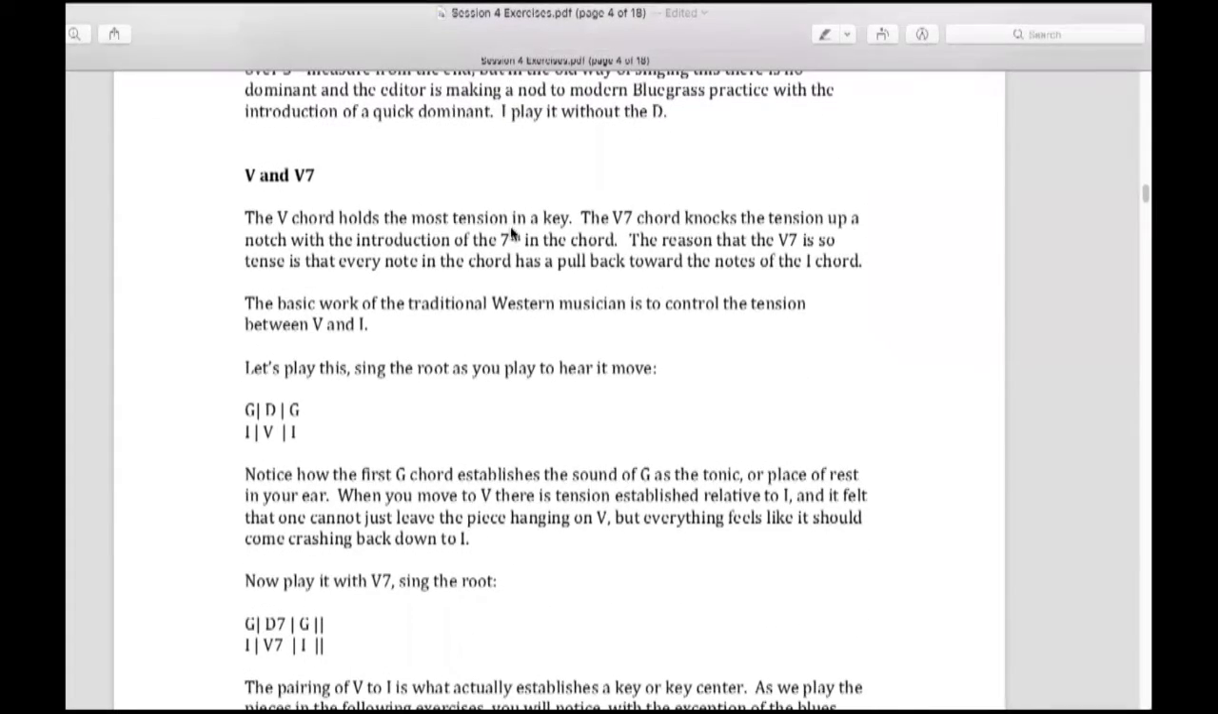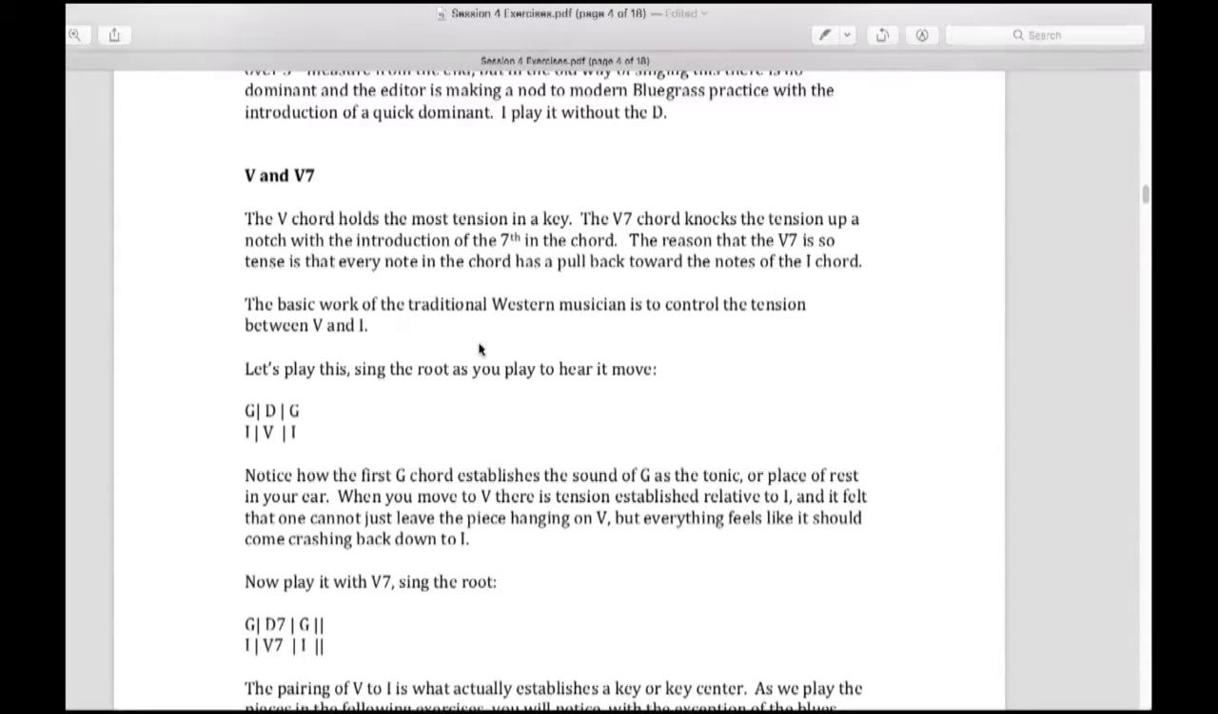The 5-chord holds the most tension in the key. The 5/7 chord knocks the tension up a notch with the introduction of the 7th in the chord. The reason that the 5/7 is so tense is that every note in the chord has a pullback towards the note of the 1 chord. The basic work of a traditional Western musician is to control the tension between 5 and 1.